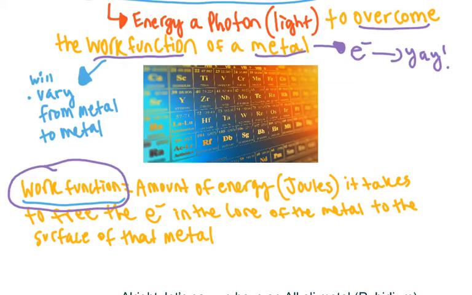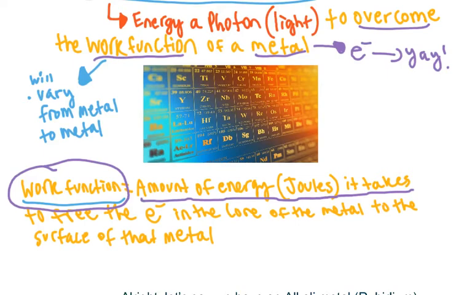Just like that, this is the amount of energy, that extra energy it takes to free that electron from the metal, from the core of the metal. Again, just relate it to arm wrestling or something in real life, so it's going to help you understand the concept more. So that's all work function is. It's the amount of energy in joules it takes to free that electron in the core of that metal to the surface of that metal.